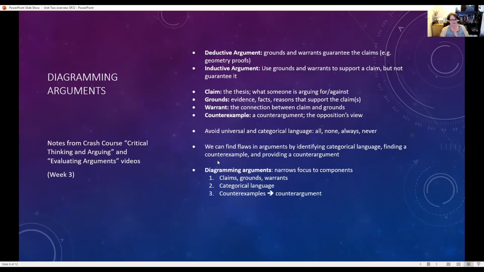And then in the evaluating arguments video, she does this whole section on diagramming arguments, which can help with narrowing the focus to the components of an argument. So if you can go through an argument and find the claims and the grounds and the warrants, if you can identify any kind of categorical language, and if you can find or come up with a counter example or a counter argument, that will get you a long way to understanding somebody's argument.